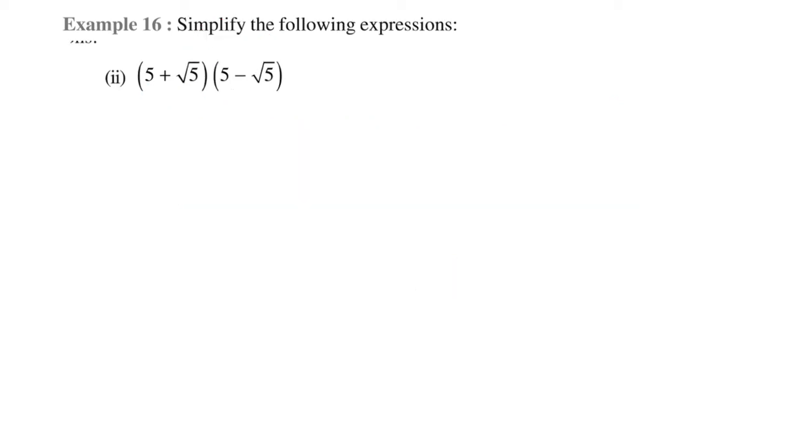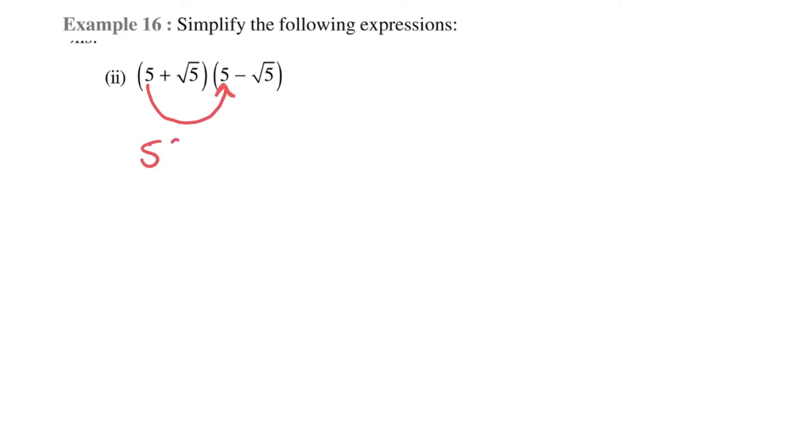Let's try this. Simplify. 5 plus root 5 times 5 minus root 5. Now from here, we will make a new discovery. Let us see what is that. Of course, we know how to open the brackets. We will take one term of the first bracket, multiply with every single term of the second bracket. Then we will move on to the second term and multiply every single term of the second bracket again. So let's go ahead. 5 times 5.